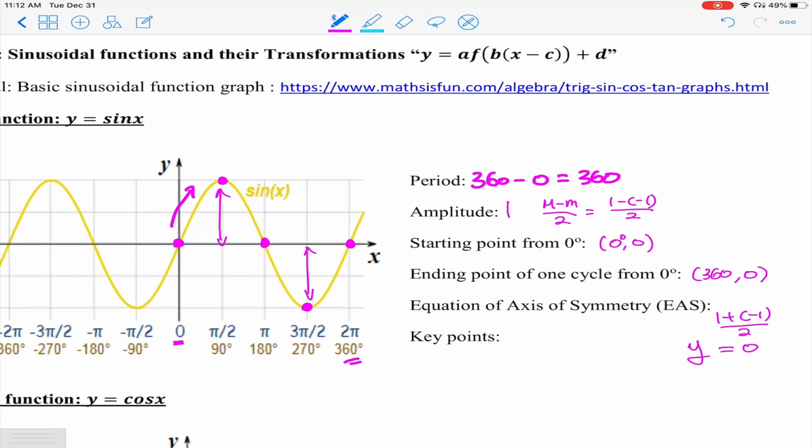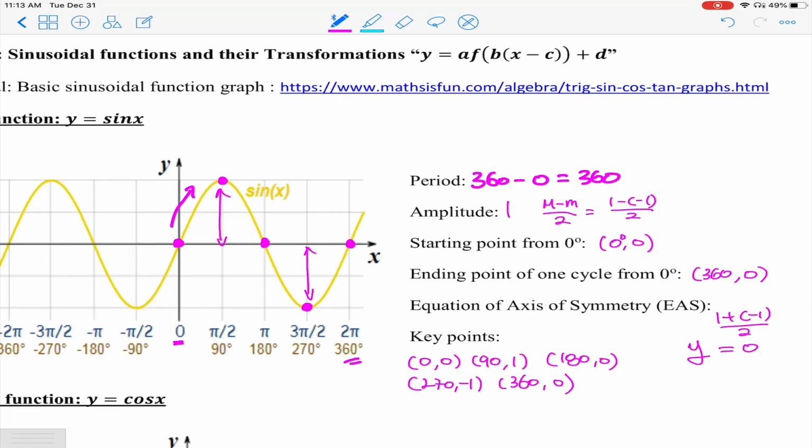In this case it is 0. Now, the key points are the points where the graph turns its direction, increasing or decreasing, or where it actually intersects with your equation of the axis. In this case it is the x-axis without any transformations. So that will be 0, 0, 90, 1, 180, 0, 270, -1, and 360, 0. It comes back to its original position.